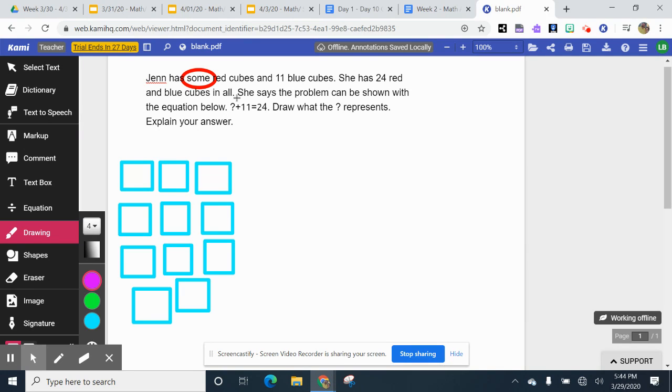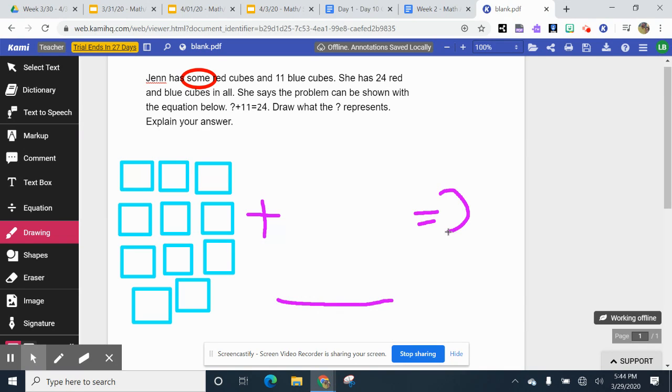Continuing and finding out what our question is, the problem can be shown with the equation below, which is what plus 11 equals 24. So something plus 11 equals 24. Draw what the question mark represents. So how many red cubes does she have? Explain your answer. We could also represent this problem not only with what plus 11 equals 24, but here's my 11 plus, let's draw a little bit, plus something, which is the red cubes, is going to equal 24. There are a couple of different ways that you can solve this.